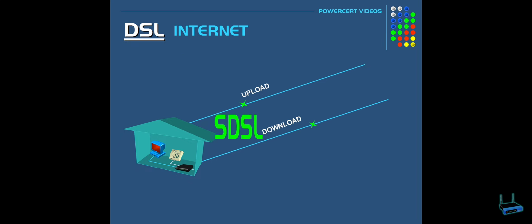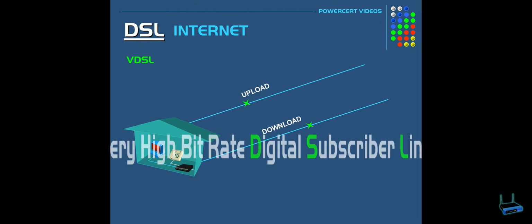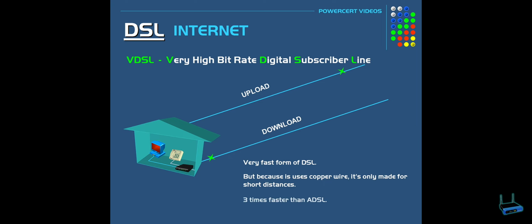And there's also SDSL, which stands for Symmetric Digital Subscriber Line. And this, as the name implies, the download and upload speeds are the same. And this type of DSL is typically used in businesses. And finally, there's VDSL, which stands for Very High Bit DSL. And this is a fast form of DSL that also runs over copper wire. And because it uses copper wire, it's really only made for short distances. For long distances, it can also use fiber optic cable. VDSL is roughly 3 times faster than ADSL.